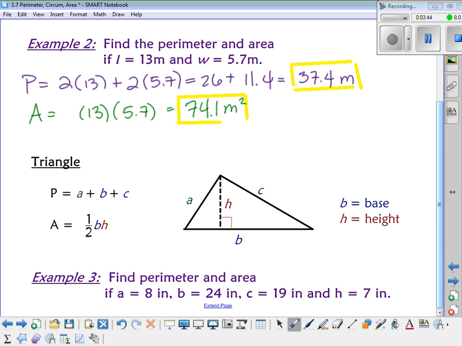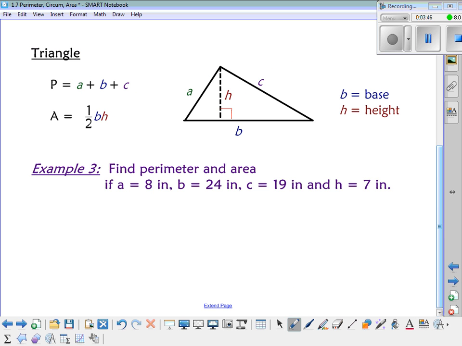All right, a triangle. A triangle, to find the perimeter, you just want to add up the 3 sides. So if my 3 sides are A, B, and C, I just do A plus B plus C. And for the area, it's 1/2 the base times the height. So if I want to find the perimeter and the area, if A is 8, B is 24, and C is 19, and the height is 7. So to find the perimeter, I'm just going to add the 3 sides together. 8 plus 24 plus 19. And that adds up to 51 inches.